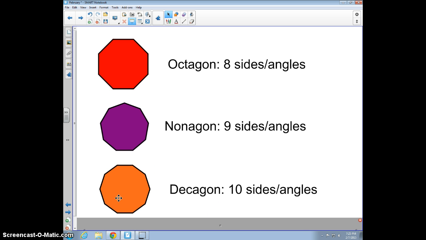And so those are the other polygons that I wanted us to look at, and we'll do some work with that tomorrow in class.